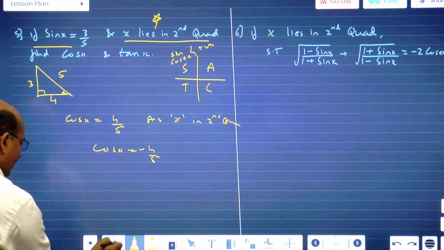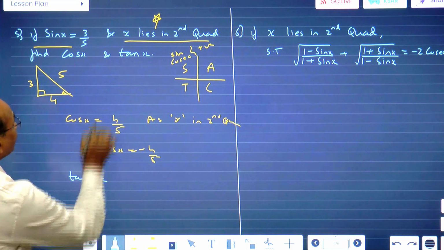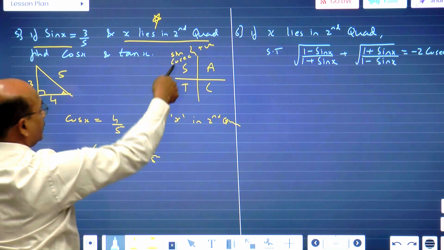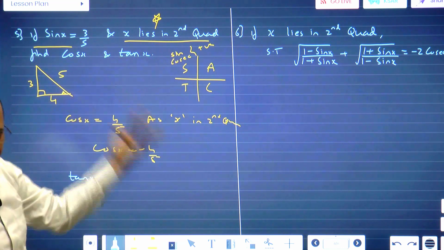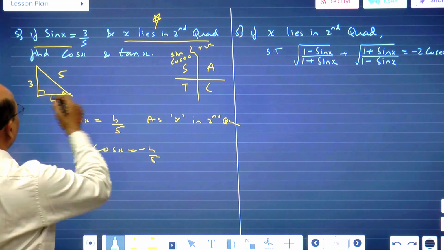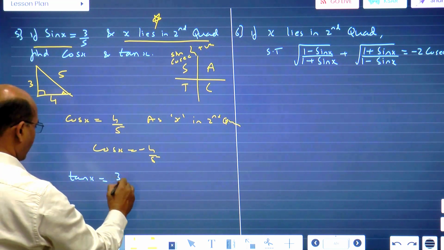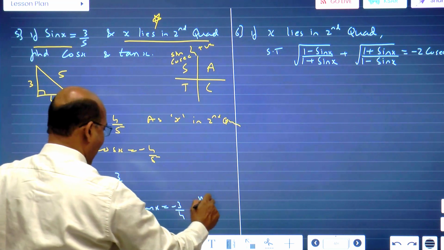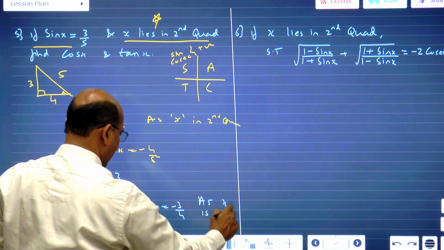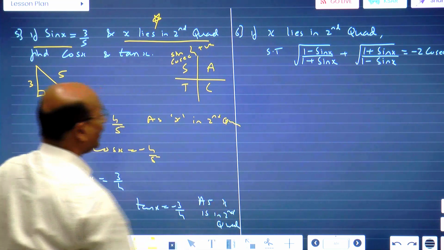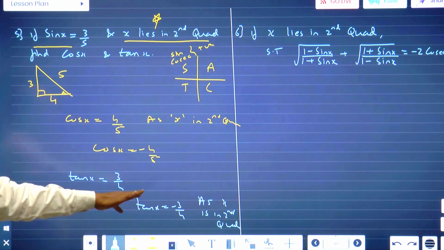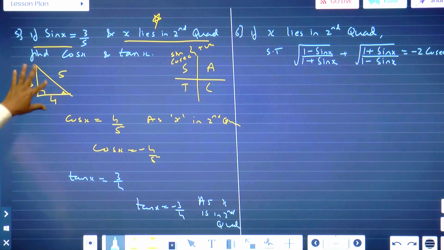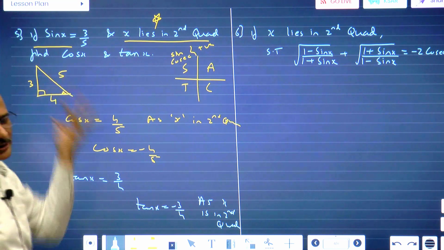Similarly, tan x also will be negative. Why will tan x be negative? Because x lies in the second quadrant, only sine and cosec are positive, remaining all trigonometric ratios will be negative. So tan x is nothing but opposite upon adjacent, that is 3 upon 4, but here the answer will be tan x equals minus 3 upon 4 as x is in the second quadrant. Conditional sums, keep that in mind. I hope you got this point. So whenever any value is given to you, think right angle triangle, find the missing side, and then see what the question is asking you to do.